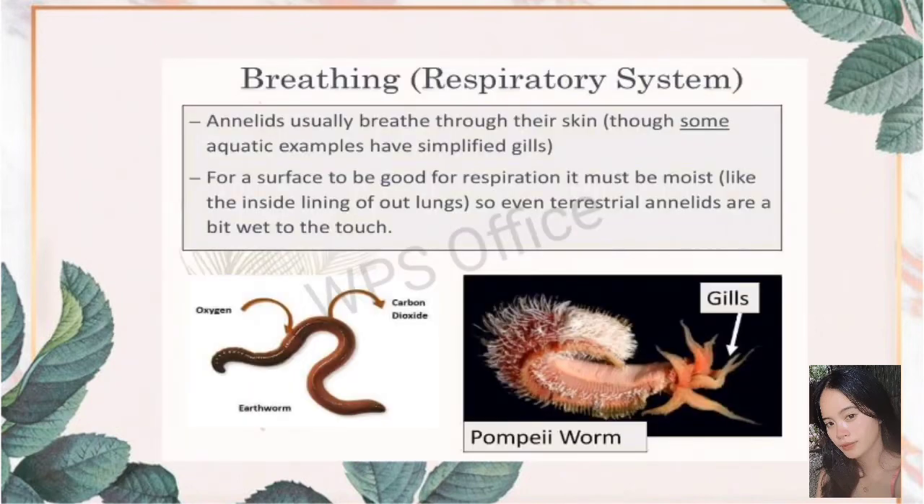So here's an example of how the earthworm and the pumpy worm breathe. Annelids usually breathe through their skin, though some aquatic examples have simplified gills. For a surface to be good for respiration, it must be moist, like the inside lining of lungs, so even terrestrial annelids are a bit wet to the touch.